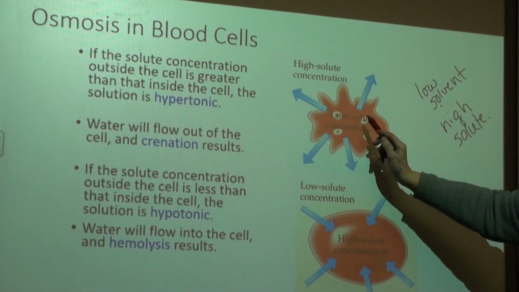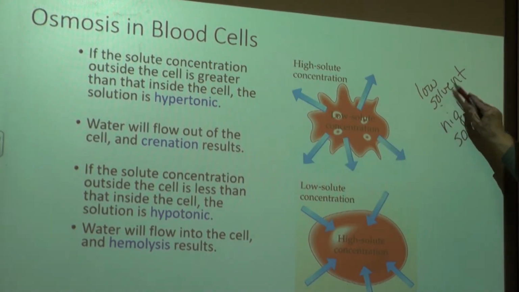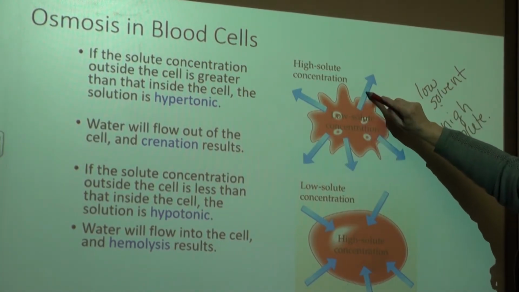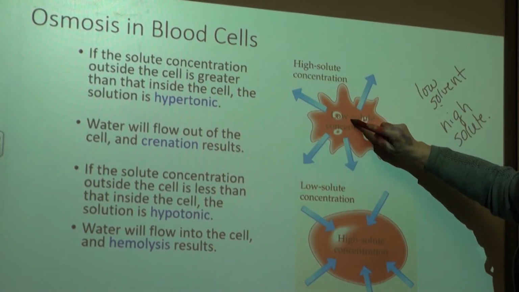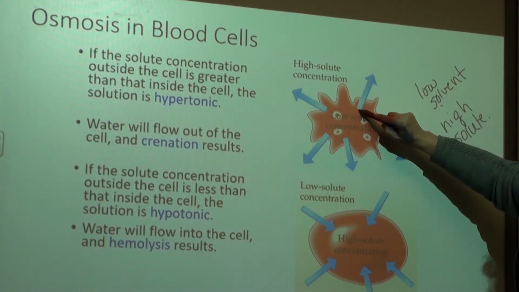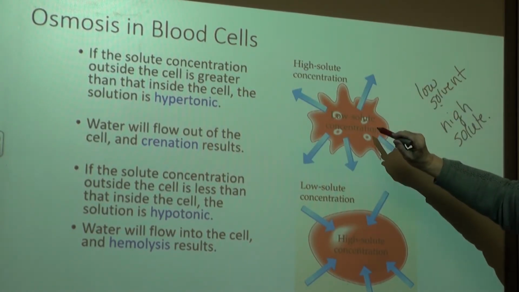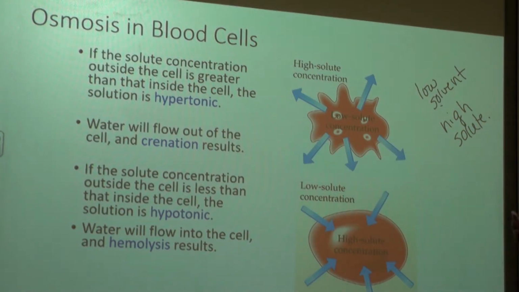So what that means, if I have low solvent on the outside, the solvent is the only thing that can cross. And so the solvent's going to come out. The water is the solvent. The water's going to come out of the blood cell, and that causes it to do what we call crenulate. So it shrinks up and shrivels up.